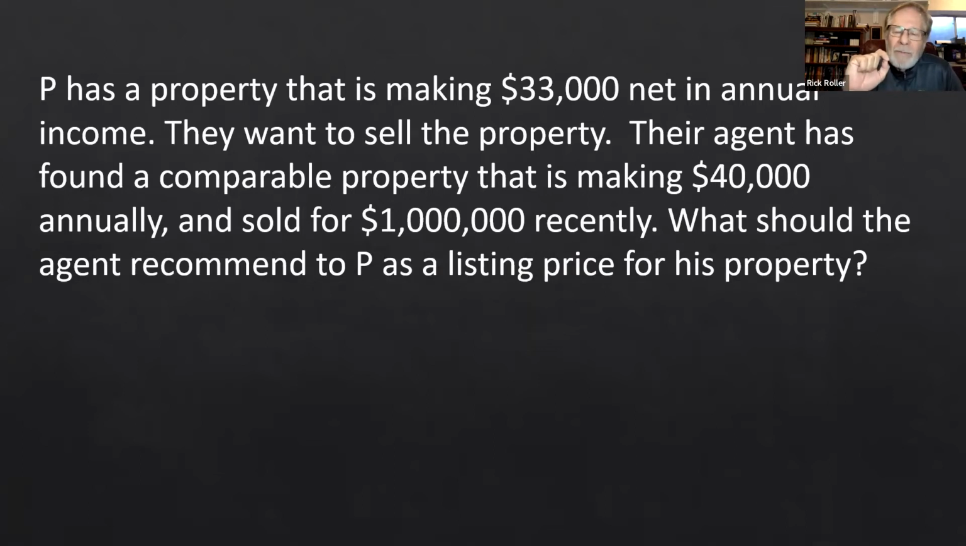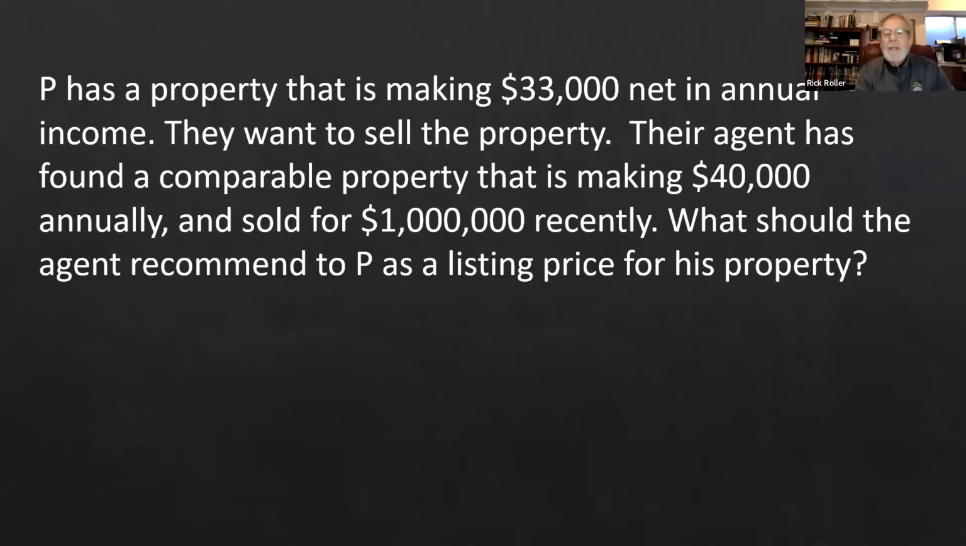P is a property that's making $33,000 net in annual income. Oh, hey, is this already net? Says so right there. Is it annual? Yeah, we don't have to manipulate that at all. The $33,000 is what we need. Their agent has found a comparable property that's making $40,000 annually and sold for about $1 million recently. So what should the agent recommend to his seller, P, as a listing price for his property?